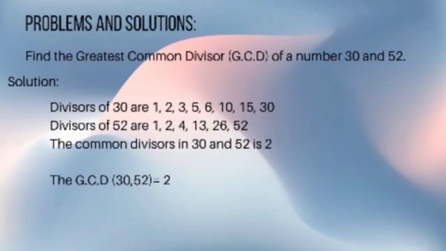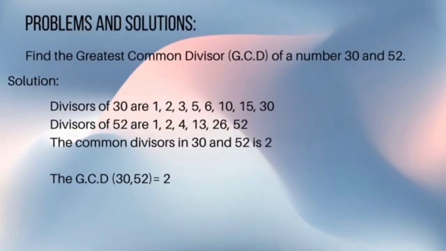And now let us proceed to problems and solutions. Find the greatest common divisor or GCD of the numbers 30 and 52. So the divisors of 30 are 1, 2, 3, 5, 6, 10, 15, 20. And the divisors of 52 are 1, 2, 4, 13, 26, and 52. So the common divisors of 30 and 52 are 1 and 2. Therefore, the GCD of 30 and 52 is 2.